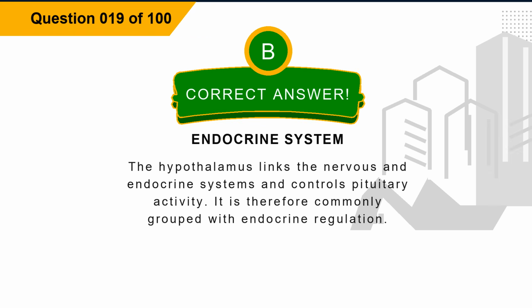Explanation. The hypothalamus links the nervous and endocrine systems and controls pituitary activity. It is therefore commonly grouped with endocrine regulation.